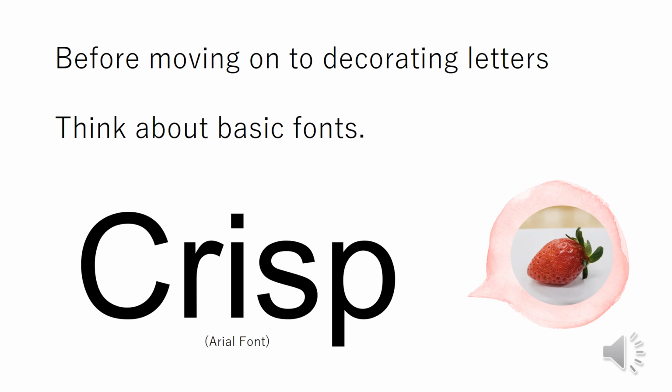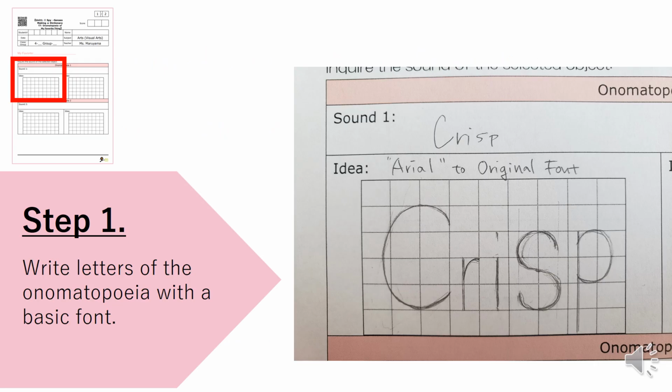Alright, let's start. Like I said earlier, before moving on to decorating letters, think about basic font. Since you guys are taking English art, you can start from Arial font. I recommend you open the Word document and type in onomatopoeia with Arial font. Then step 1, you are gonna write letters of onomatopoeia that you selected with the basic font, which is Arial font, to the worksheet.